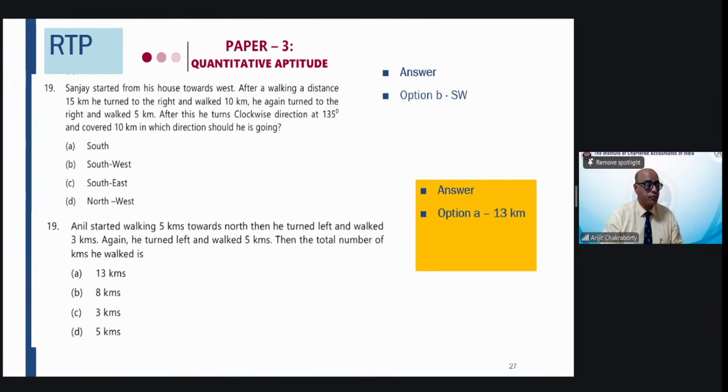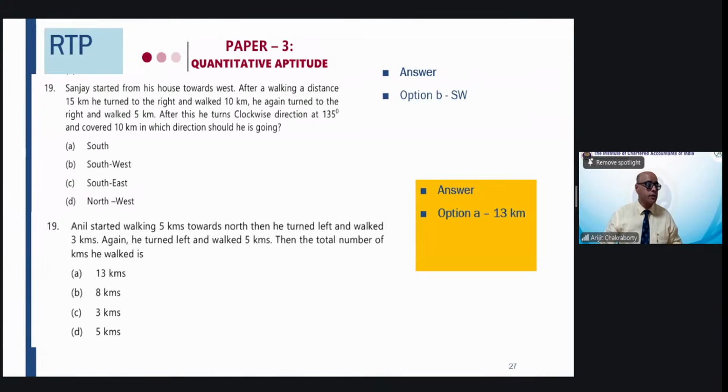The total number of kilometers he has walked. Well, this is easy. This is 13 kilometers, 5. I was thinking there is some distance or direction to be asked. It's a plain and simple question. So sometimes exam questions, if you see, are a mix of moderate, easy, and difficult. Some could be very easy.